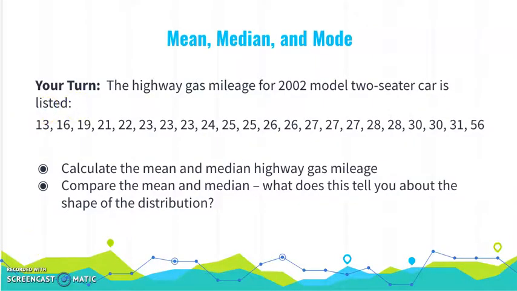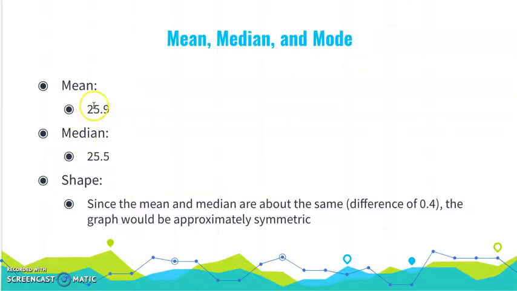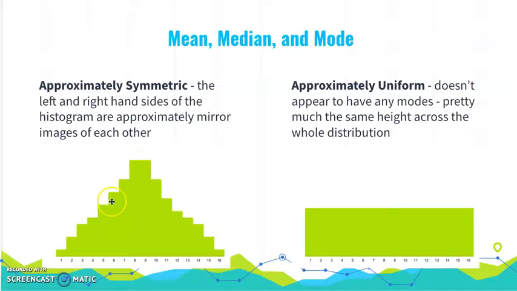Now, let's look at this example and try to calculate the mean and median, as well as the mode. Hopefully you've calculated the mean and the median to these values. And we can say some conclusion about our shape: since the mean and the median are very close together, the difference is only 0.4, the shape is most likely symmetric. So the mean and the median would most likely be close together and towards the center of our data.